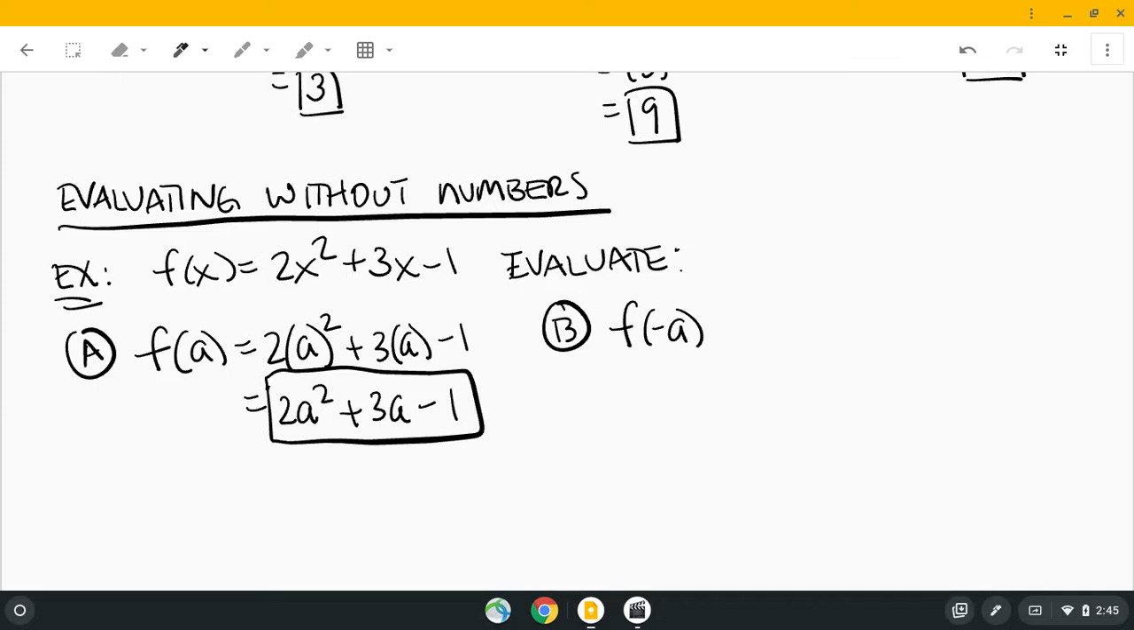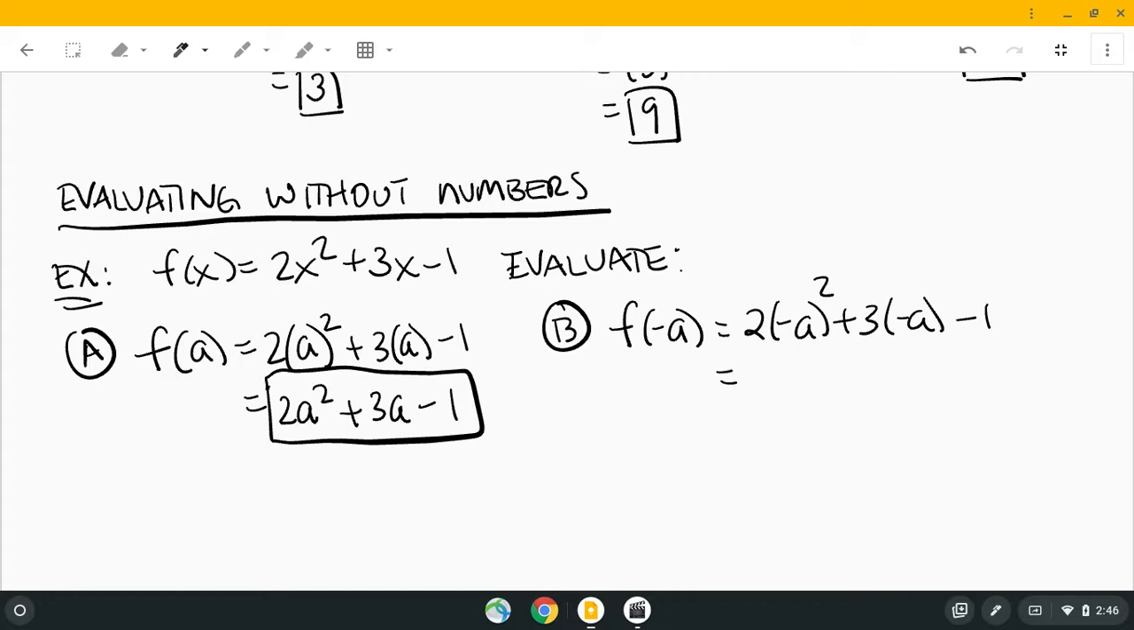This is where it can get tricky when you have a negative letter. So just make sure you use parentheses. That way you don't leave your sign behind. I'm going to replace all of the x's over here and here with negative a and keep it in parentheses. It will really help. 3 times negative a minus 1.